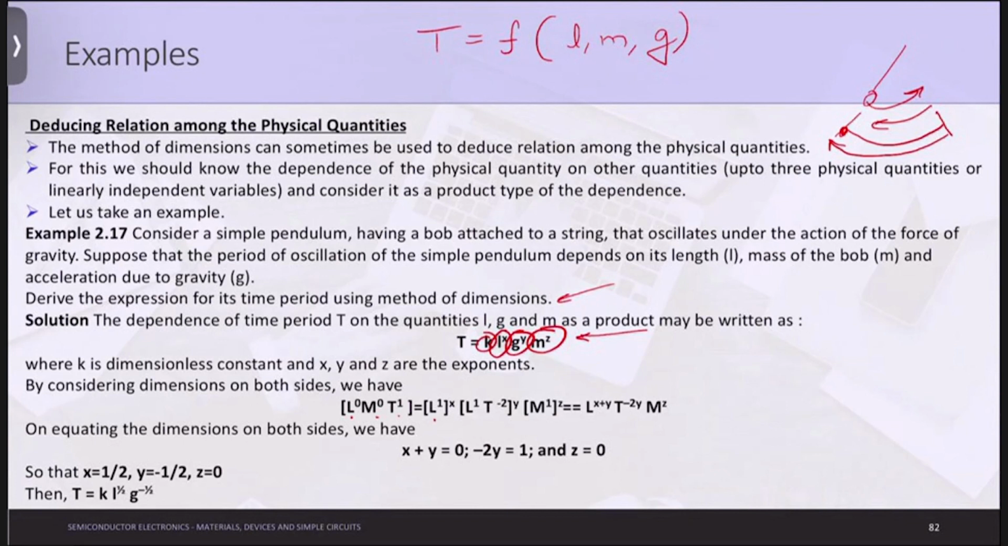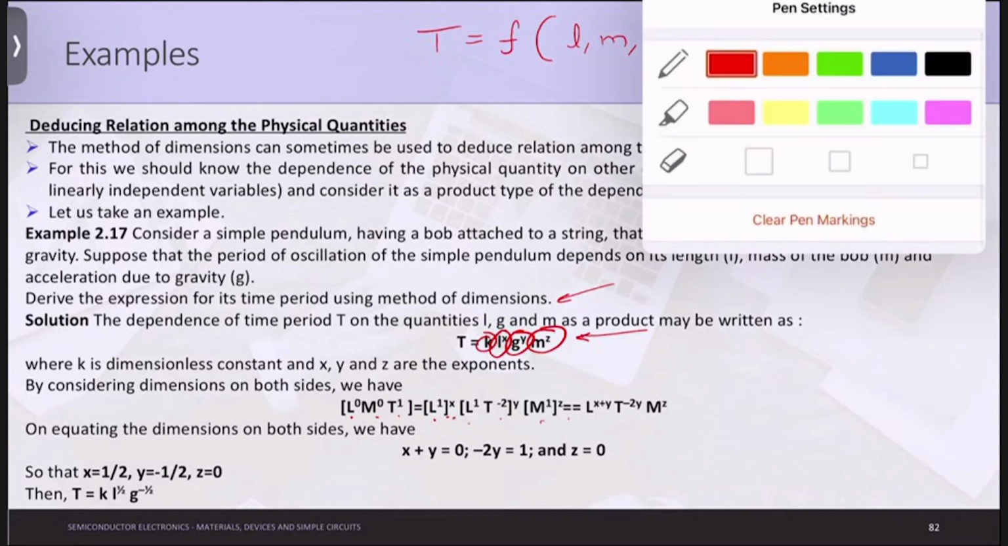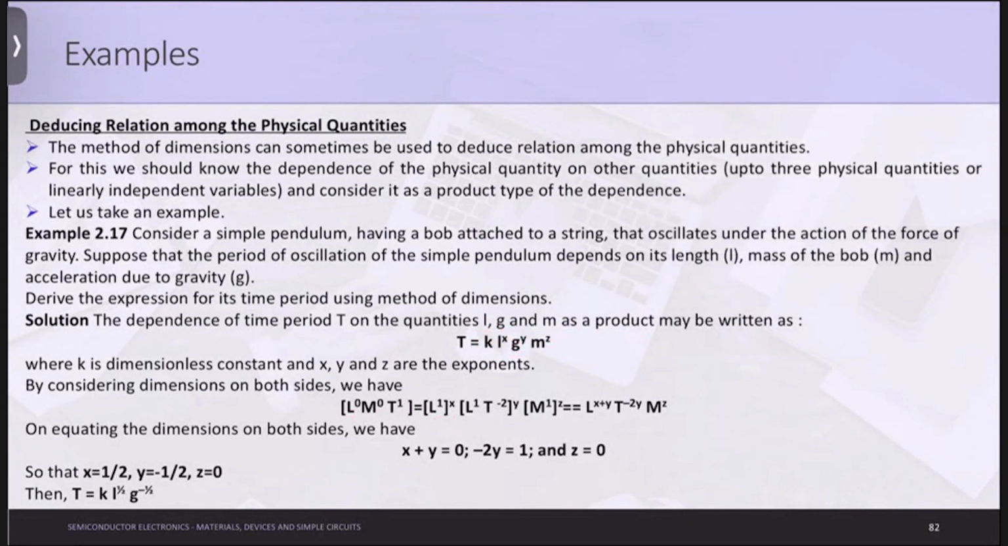Length can be written as L^1 to the power x. Gravity can be written as meter per second square, that is L^1 T^-2, to the power y. And mass can be written as M^1 to the power z. If you do some calculations here, you will get that it can be written as L to the power x plus y, T to the power minus 2y, M to the power z. Now just try to equate these values here.